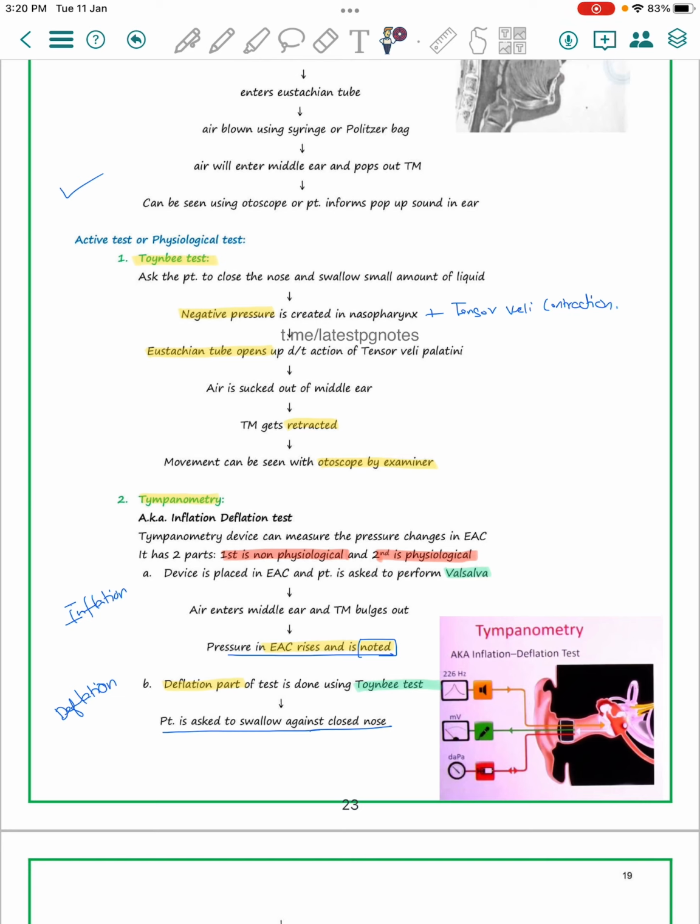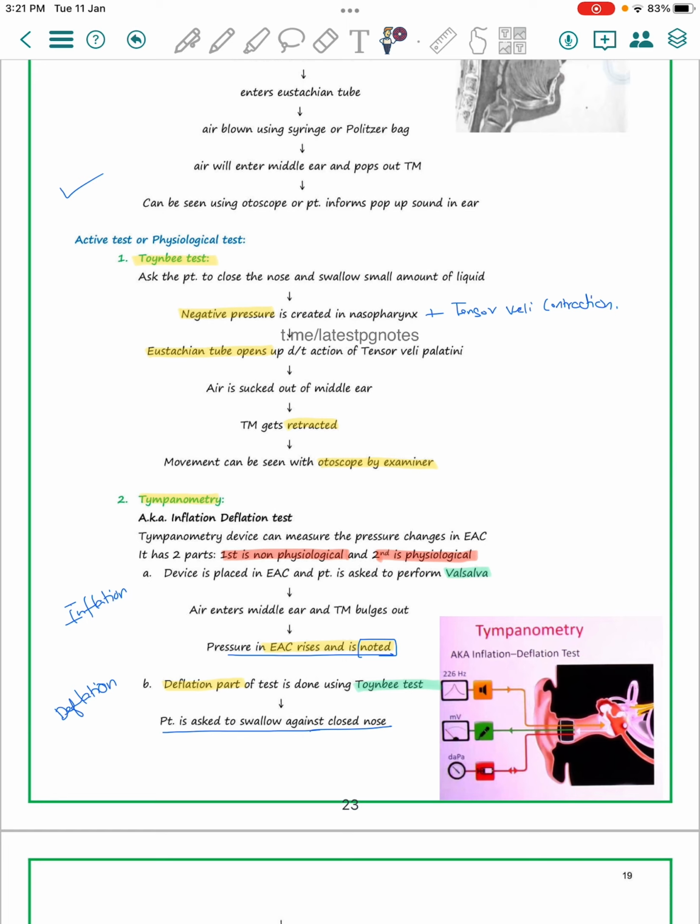Here there is no need to create any pressure; the negative pressure is already present. First one is the Toynbee's test. Now you ask the patient to close the nose and swallow a small amount of liquid. This liquid flow causes negative pressure in the nasopharynx and causes tensor veli palatini constriction.